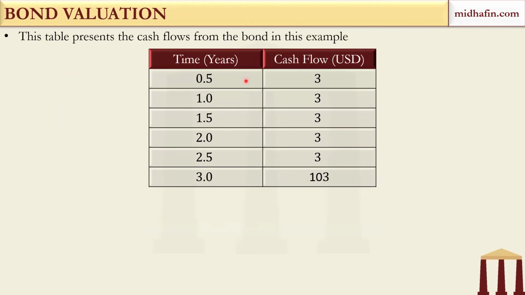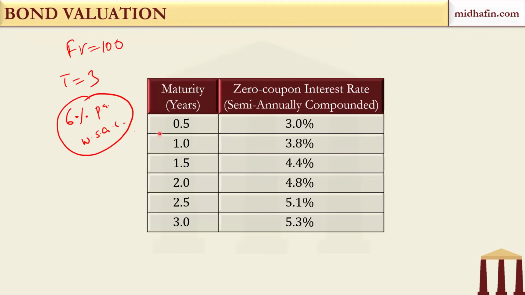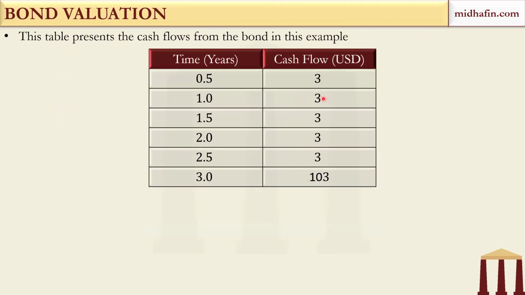So basically what is happening? You are getting $3, $3, $3, $3, $3 at these points in time. And finally, you're getting $103. Why $3? Because the coupon was 6% per annum with semi-annual compounding. So it means 3% per semi-annum, 3% every 6 months. What is 3% of 100? It was $3. So these are the cash flows from the bond.